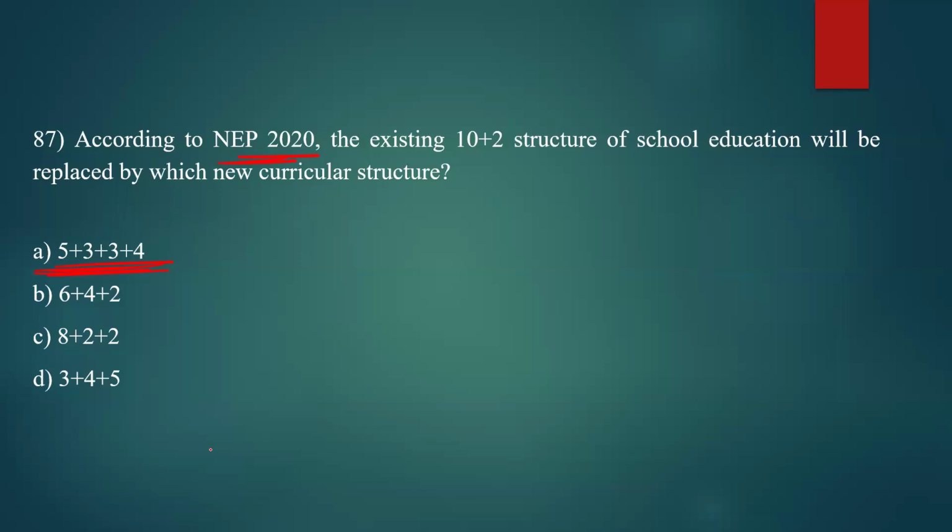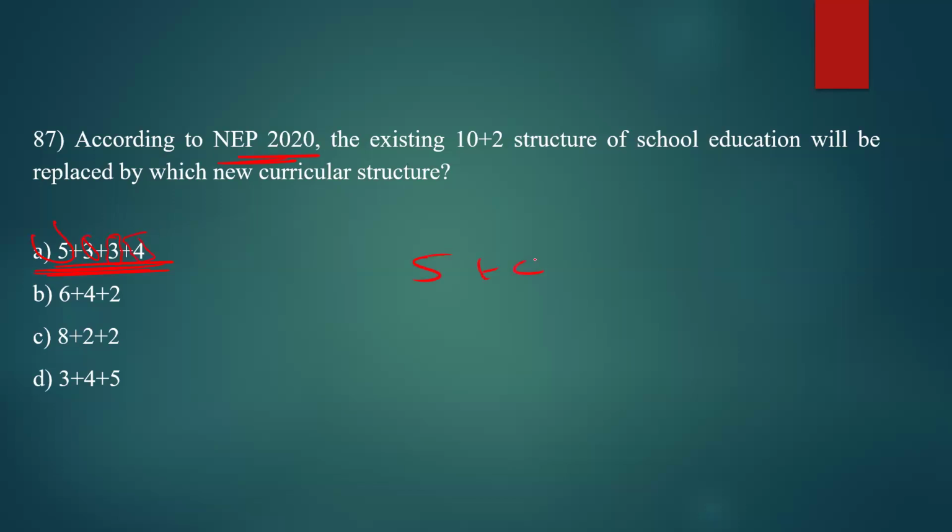First one, what is the name? The first stage is called the foundational stage. 5-year foundational stage. And this one? Preparatory. Very good. This is the preparatory stage. And this is the middle stage. And last one? Secondary stage. Very good.